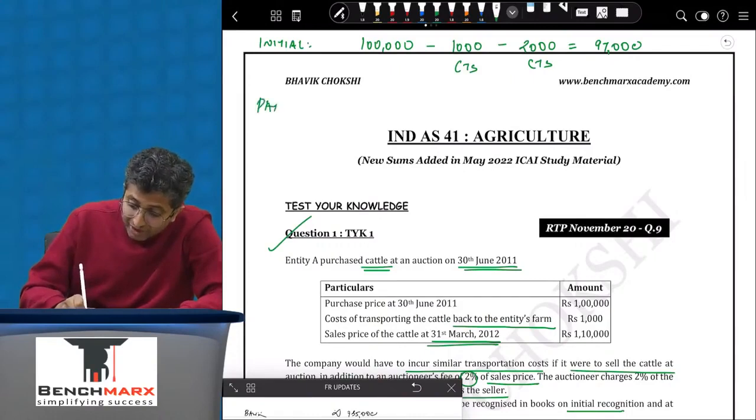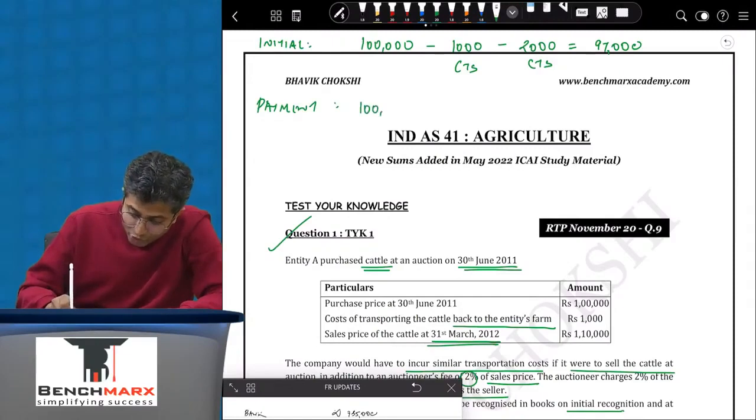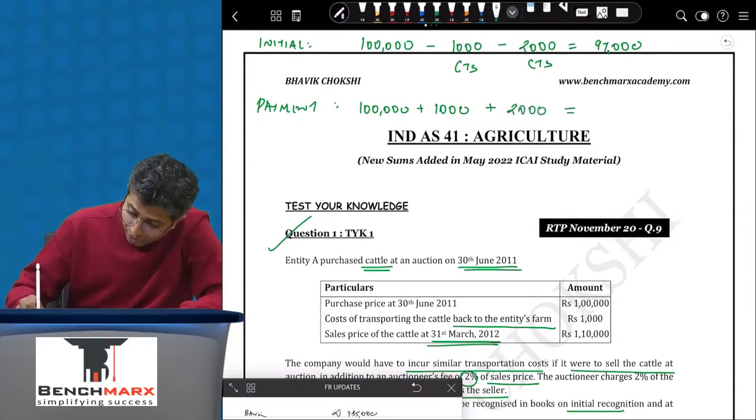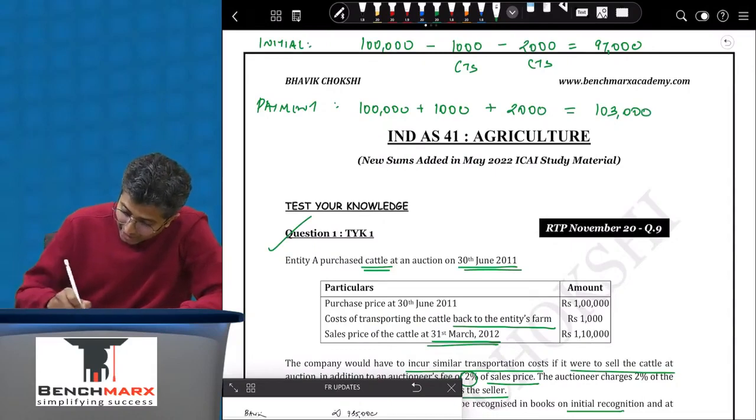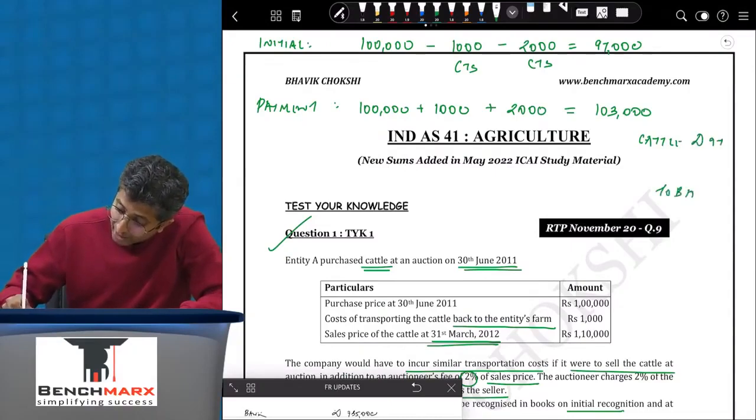However, if you go to see the payment, how much payment you must have paid? Well, 1 lakh rupees you must have paid, plus 1000 rupees to transport, plus 2000 for the auction, and hence you must have paid 1,03,000. And hence, the journal entry at initial recognition will be cattle account debit 97,000 to bank 1,03,000, and hence there would be a 6,000 loss on initial recognition which will go to the P&L.